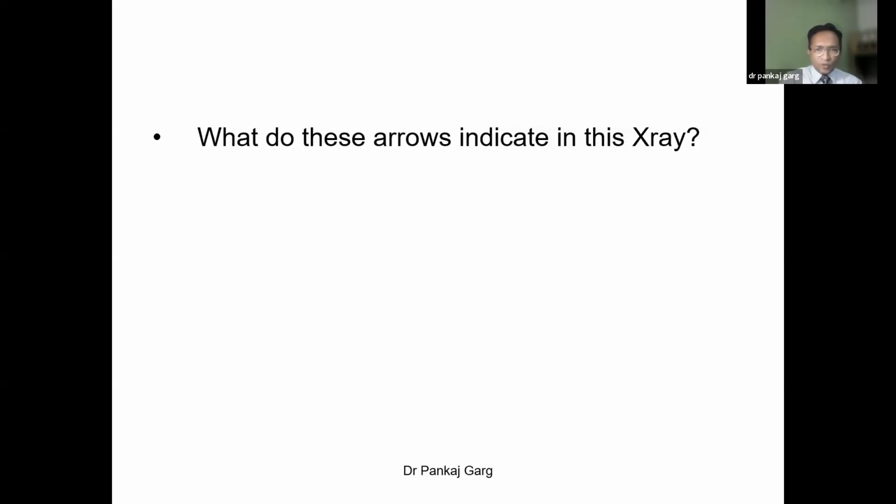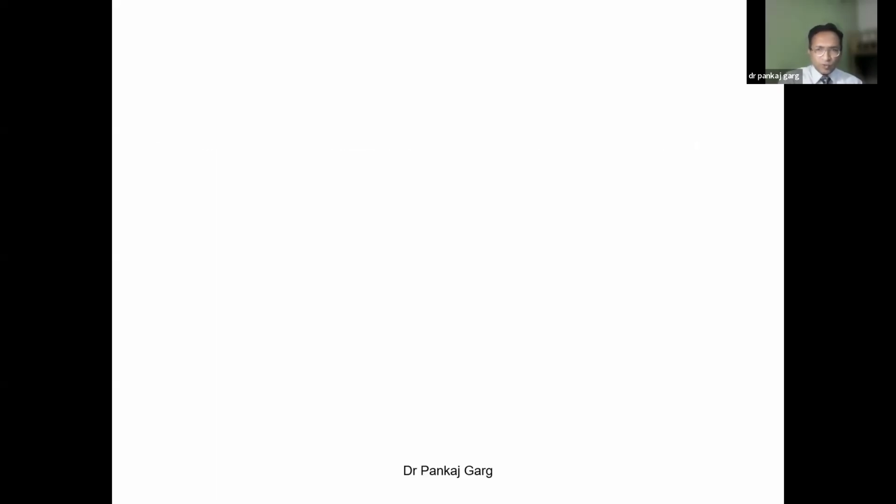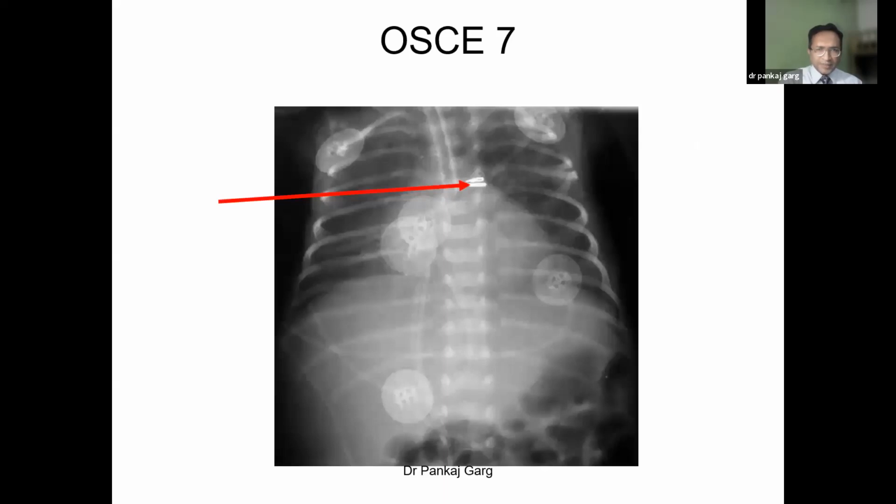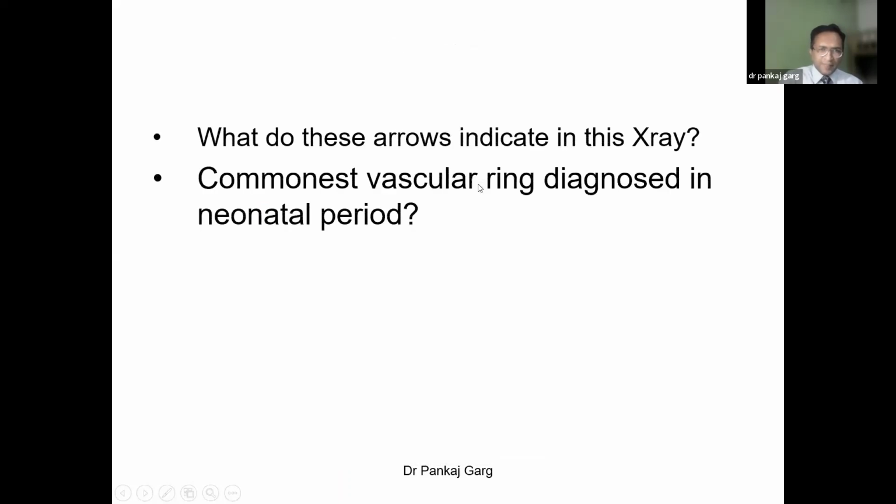We can go back to the X-ray, for those of you who cannot pick it up. So you can see this X-ray again. These are two metallic clips which are on the PDA, right? So what is the commonest vascular ring diagnosed in the neonatal period? You know vascular rings? What is the commonest vascular ring diagnosed in the neonatal period?